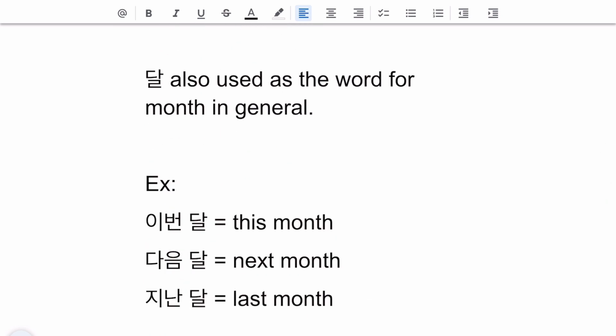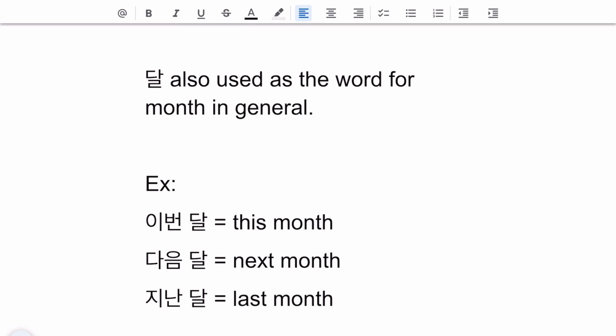Now, 달 is also just used as the word for month in general. So when we're talking about this month, next month, last month, this is usually the go-to word you want to use. 이번 달, not 이달, but 이번 달.